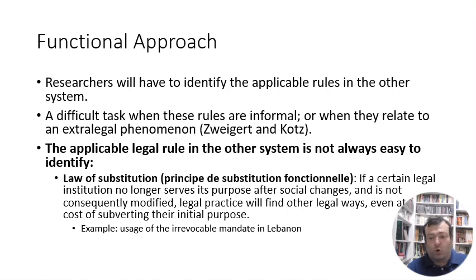When the answer is in a written code, such as the French Civil Code or the Italian Civil Code or the Lebanese Code of Obligations and Contracts, yes, it might be easy. But usually the solution is not just contained in the codes. A comparatist will then have to research precedents, case law, what in French we call jurisprudence, يعني الاجتهاد, or doctrinal reviews, الآراء الفقهية, in order to find that applicable rule.